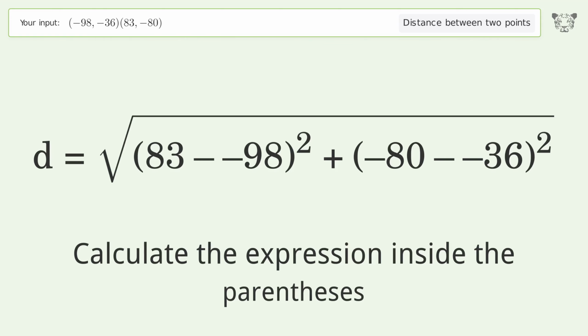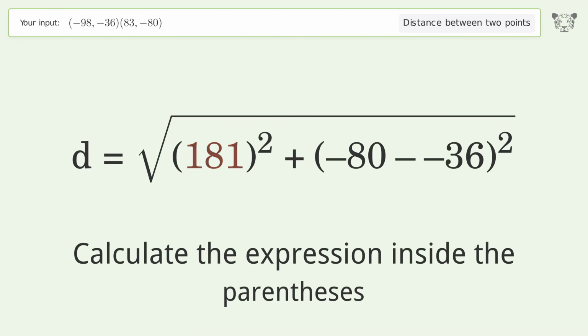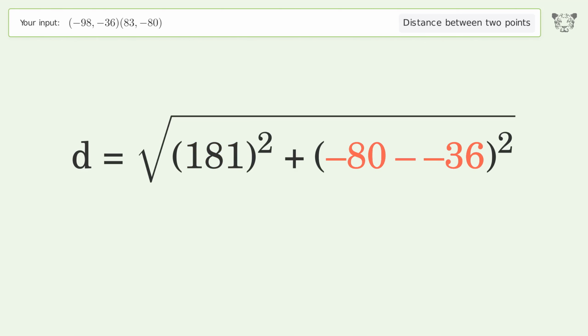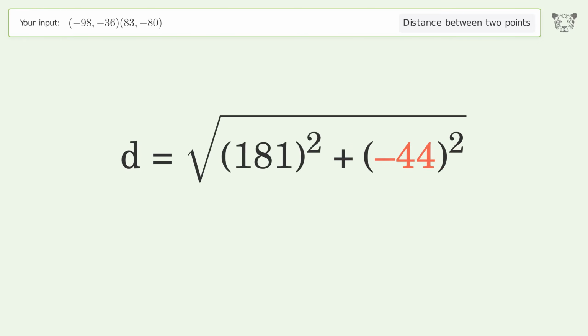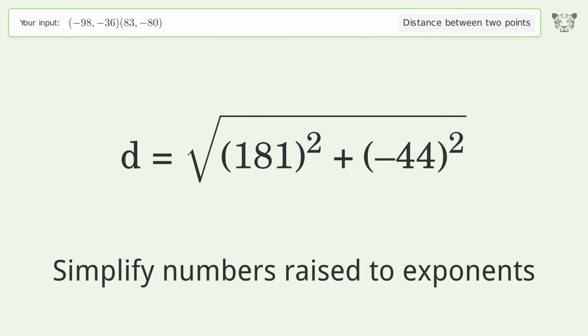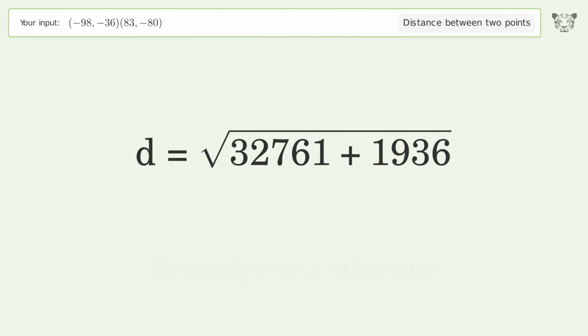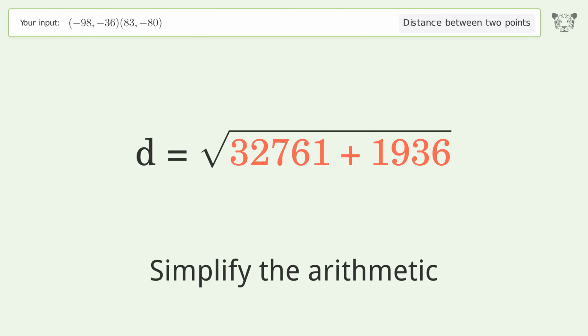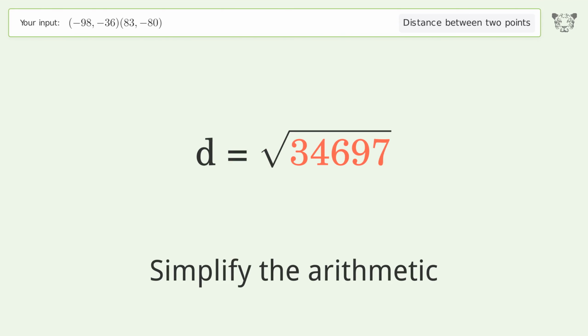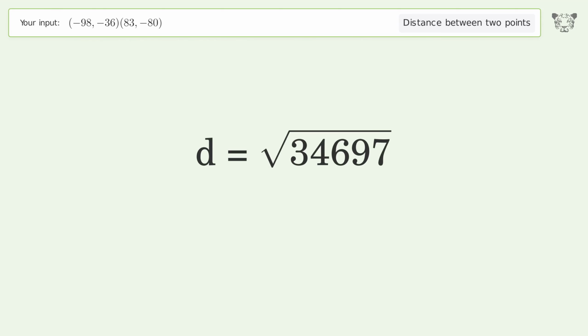Calculate the expression inside the parentheses. Simplify numbers raised to exponents. Simplify the arithmetic. And so the distance between the 2 points is the square root of 34,697, or 186.271.